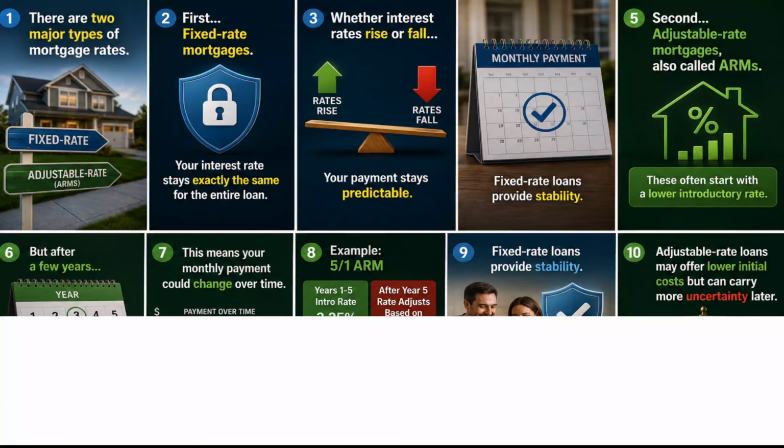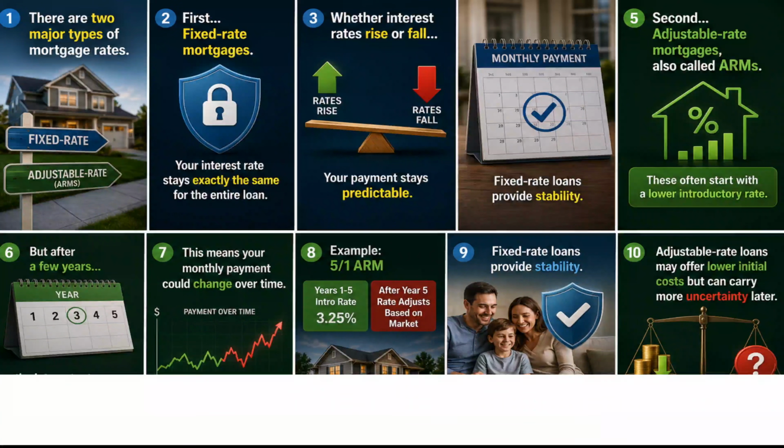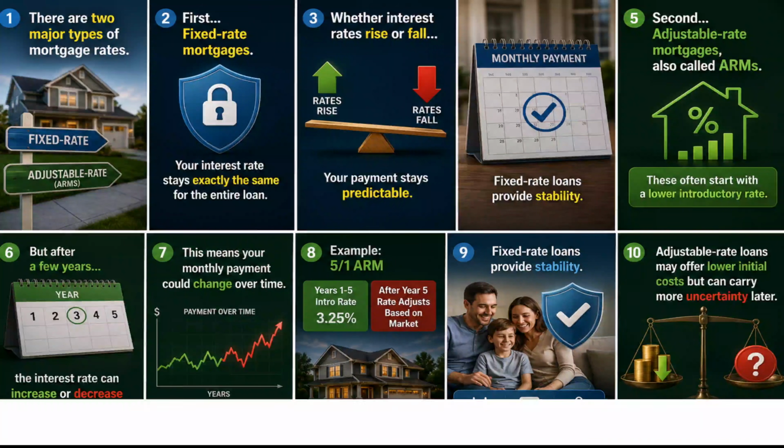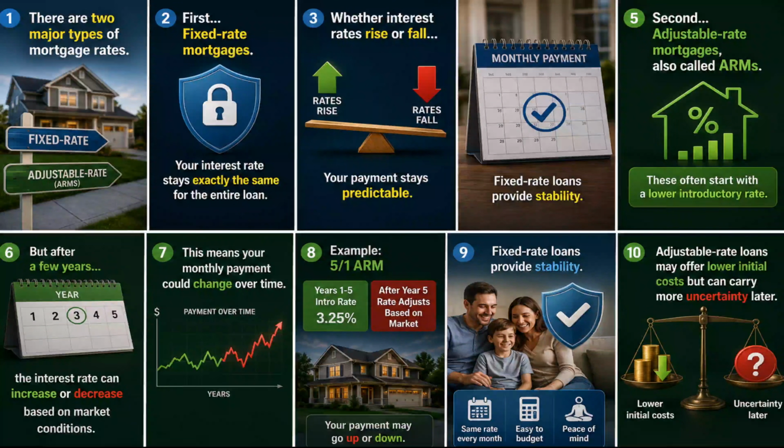Adjustable rate mortgages often start with a lower introductory rate, but after a few years, the interest rate can increase or decrease based on market conditions. This means your monthly payment could change over time. Fixed rate loans provide stability. Adjustable rate loans may offer lower initial cost but can carry more uncertainty later.